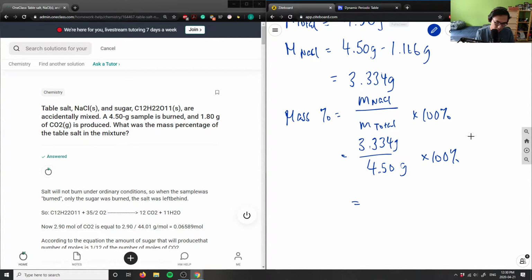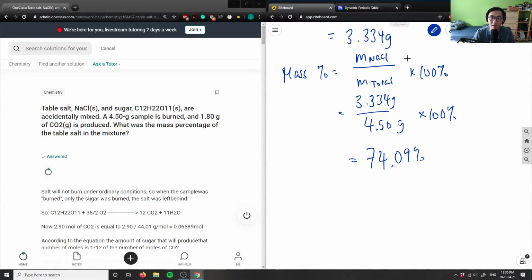0.50 times 100%, and this will give us an answer of 74.09%. So this here is my solution for this problem, 74.09%. And then I can always go back to our significant digits to figure out how many significant digits I have. In this case, I have 3. So therefore, our answer here is 74.1% is our mass percentage of NaCl.